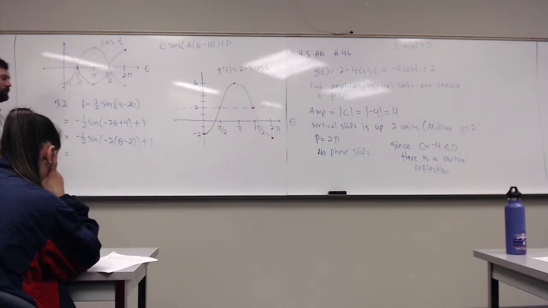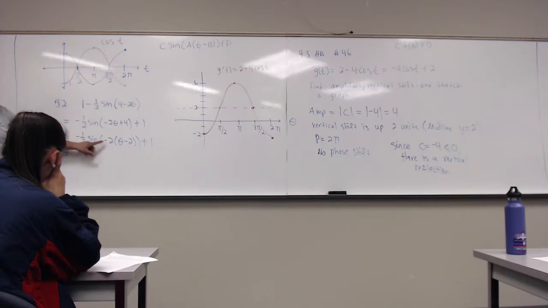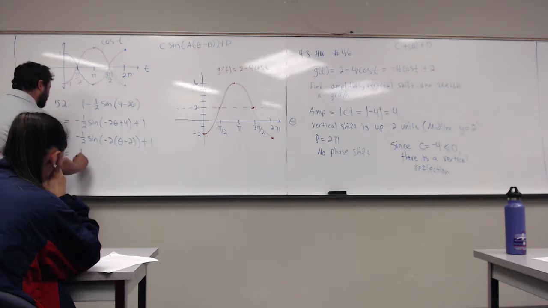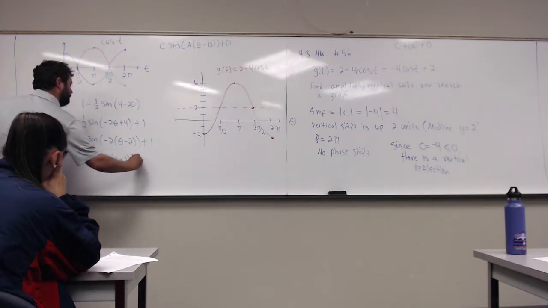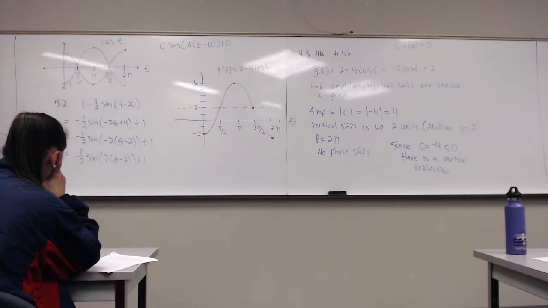And one more little trick. You can ignore this or you can use it. If you reflect sine horizontally and then vertically, nothing happens. Okay, your cycle is going to look like exactly the same graph. Or you can use the fact that sine is an odd function. This negative can be pulled up front. Okay, I like to think of it that way. So for 52, you could have simplified it down to 1/2 sine of 2 times theta minus 2, plus 1.